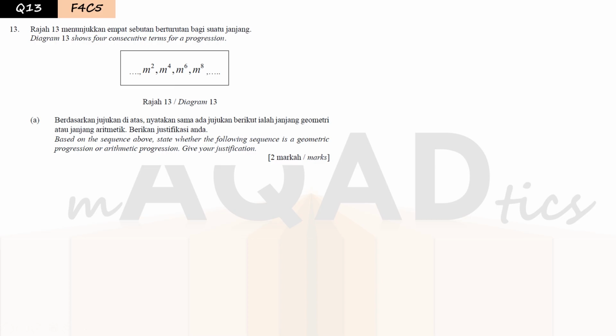Alright, so here we have 4 consecutive terms for a progression. Oops, sorry, this chapter is progressions, right? So here we have 4 consecutive terms, which means these terms are back to back. Alright, so in part A, we need to state whether this sequence is a geometric or an arithmetic progression, and we need to justify, we need to prove.